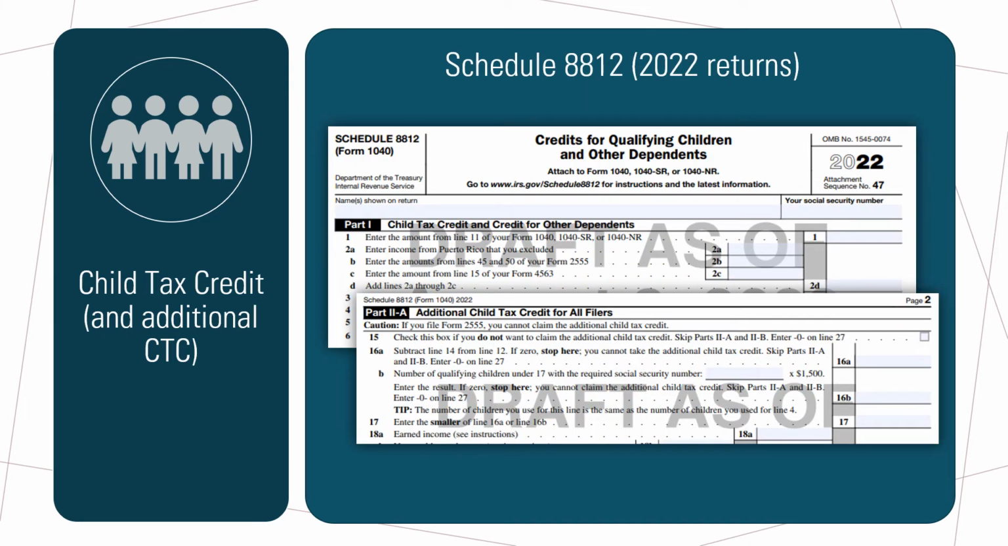And the credit will flow through onto Schedule 8812, the credits for qualifying children and other dependents form. You'll see Part 1 there is the child tax credit and the credit for other dependents, which we'll talk about in a second. And then there's Part 2 for the additional child tax credit, which again, if the taxpayers have reduced their amount of tax down to zero and they can't use all of their child tax credit, then up to $1,500 of that child tax credit could flow into that additional child tax credit as a refundable credit.